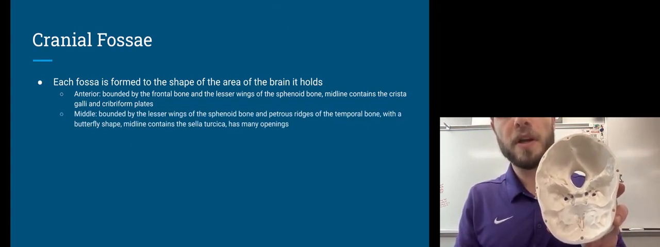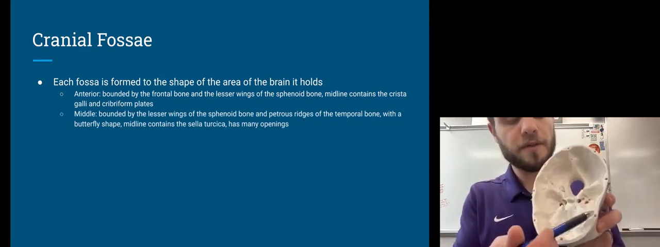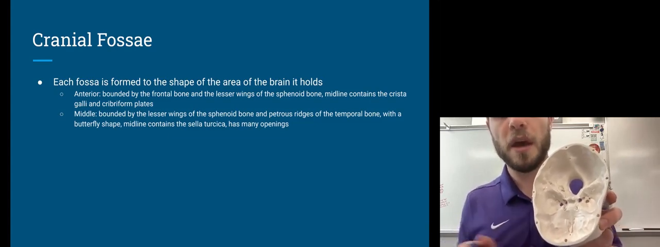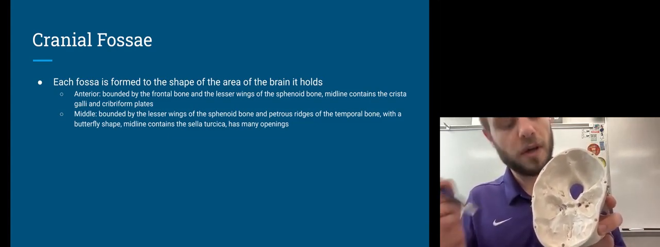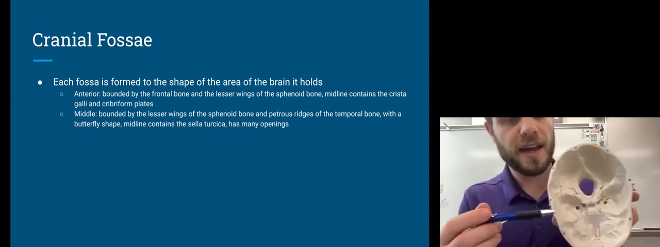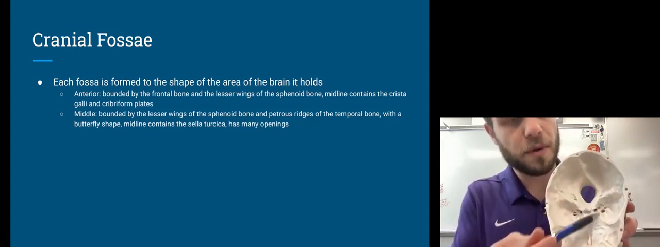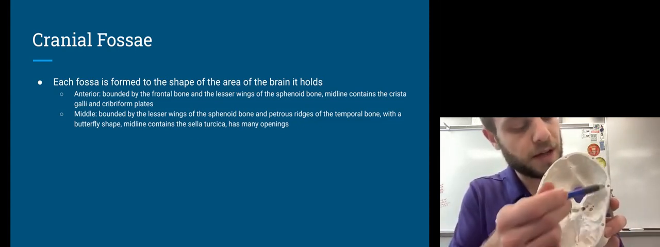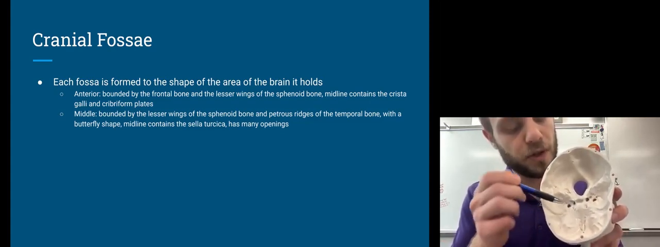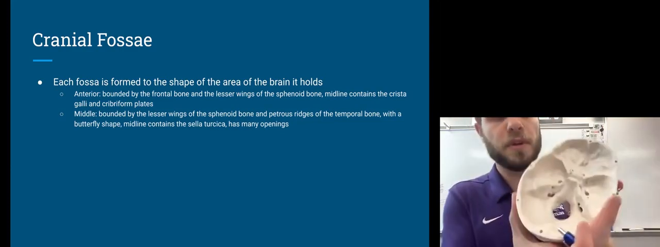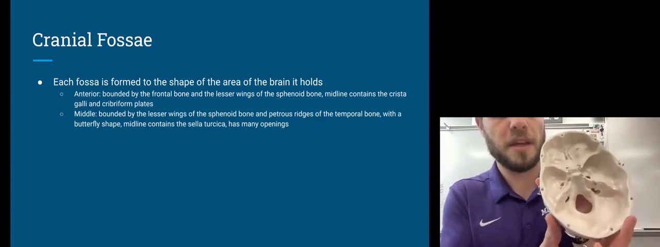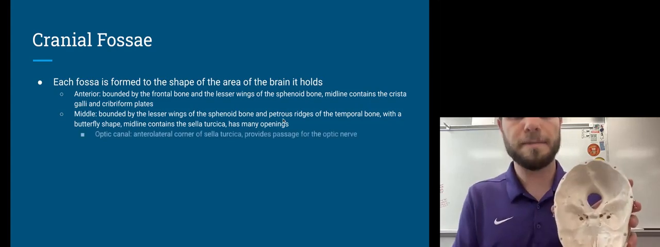The middle cranial fossa is going to be bound at the front side by those lesser wings. So that's the same demarcation between the anterior and middle. And the petrous ridges of the temporal bone are on the back side. You can notice that it has a general butterfly shape, almost hourglass or butterfly shape, however you want to think of it. At the midline is our sella turcica, and there are tons and tons of openings. If I flip this around, you can see all sorts of different openings found within the middle cranial fossa.